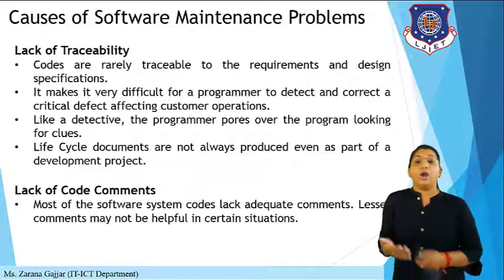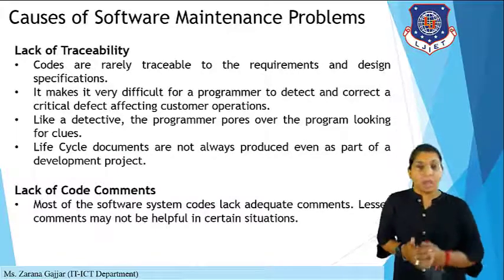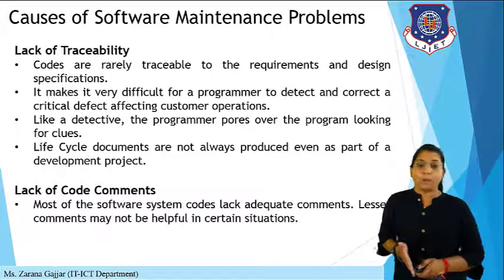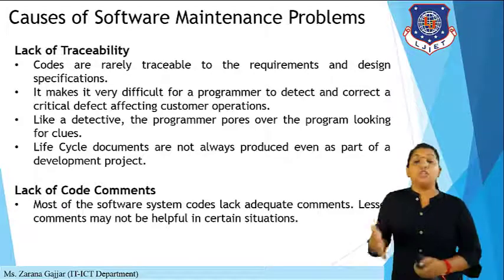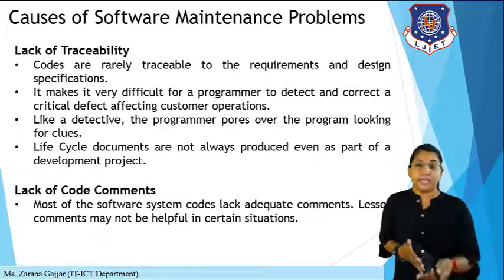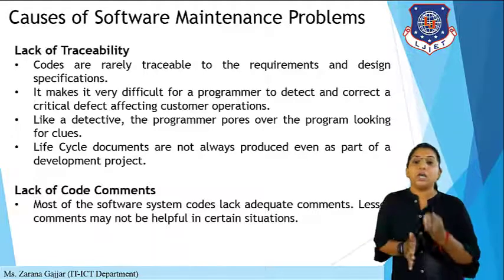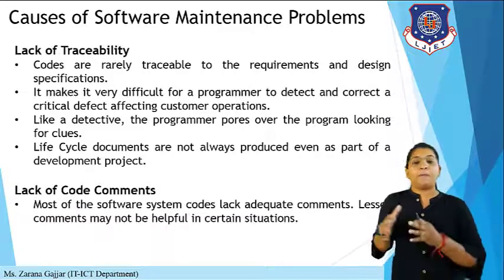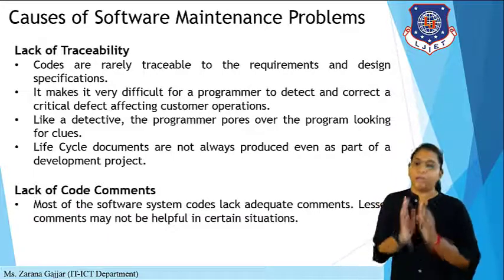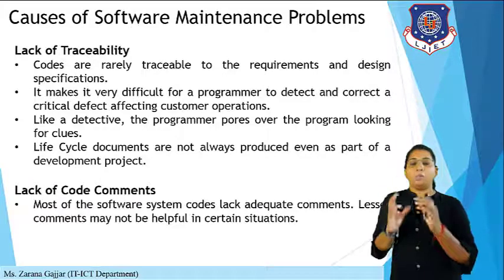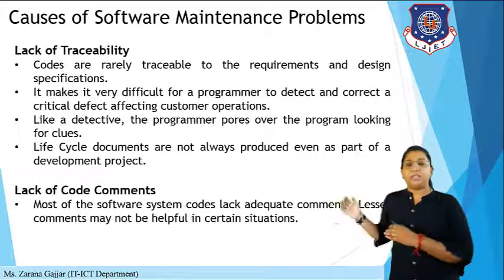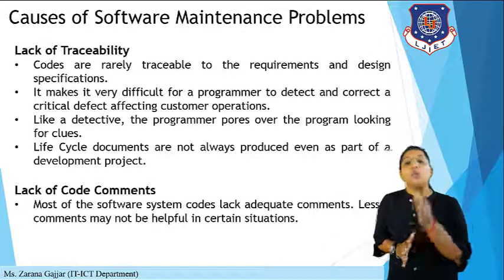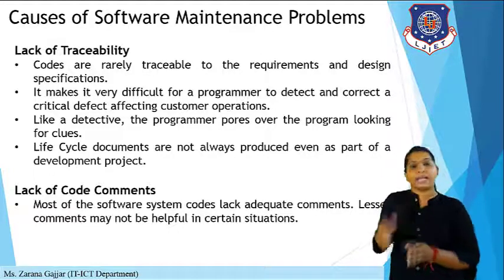Okay, now let's understand the causes of software maintenance problems. There are basically three causes: lack of traceability, lack of code comments, and obsolete legacy systems. So let's understand what we mean by lack of traceability. Code is rarely traceable to the requirements and design specification. Once you are done with coding and design, that particular code is rarely checked against the specification. Like if I have written the submit button code, I have done unit testing parallelly while I am coding that particular thing.